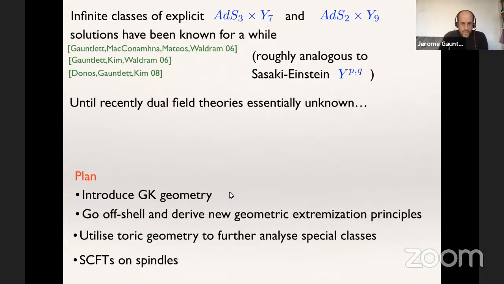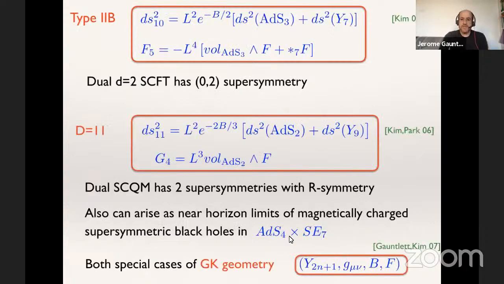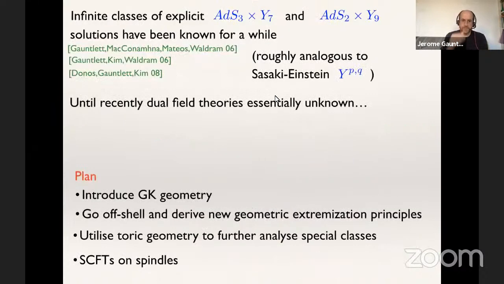So for the rest of the talk then, I want to tell you about this GK geometry, that is this data here that goes into building these solutions, what it actually is. Then go off shell, just like we did in the Sasaki-Einstein case, and then tell you about what the new extremization principles are, which are the dual to c-extremization and a new principle for supersymmetric quantum mechanics. And then at that level, it'll be a little bit like the abstract statements I just made for Sasaki-Einstein geometry. And then I'll say a little bit about how things become algebraic and completely concrete in the context of toric geometry.